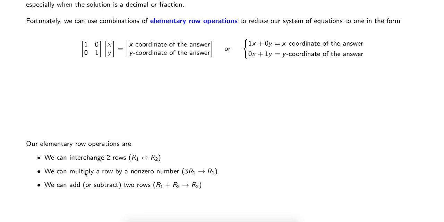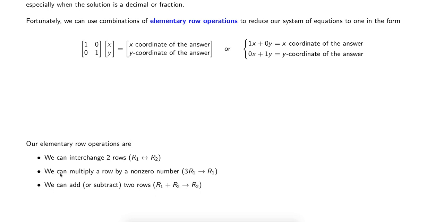We can also multiply a row by a non-zero number. So if we take 3 times row number 1, we can store that as our new row number 1. These arrows that are pointing to the right mean we're going to store this result as our new, in this case, row number 1. We can also add or subtract two rows together. So row 1 plus row 2, and we can store that as our new row number 2.